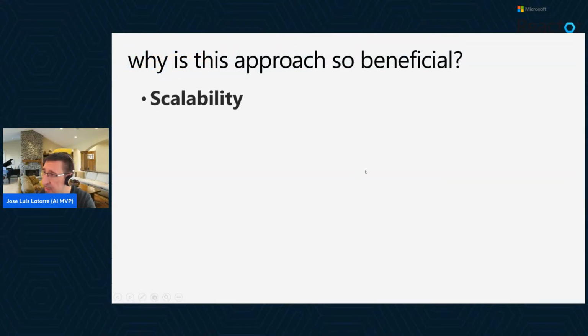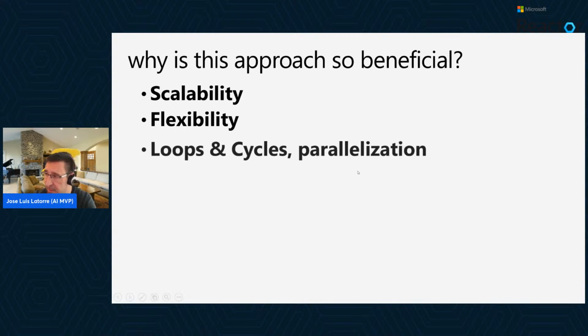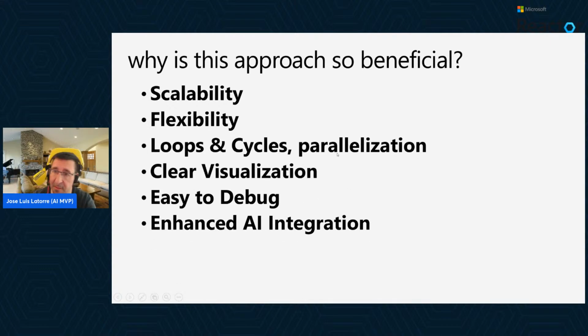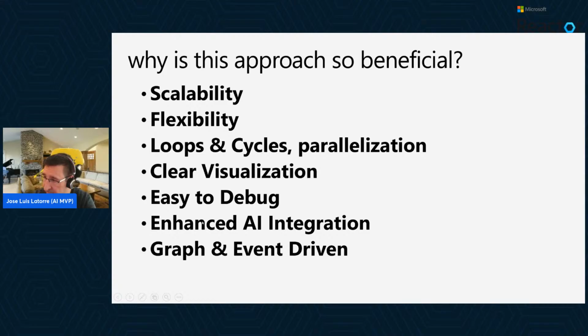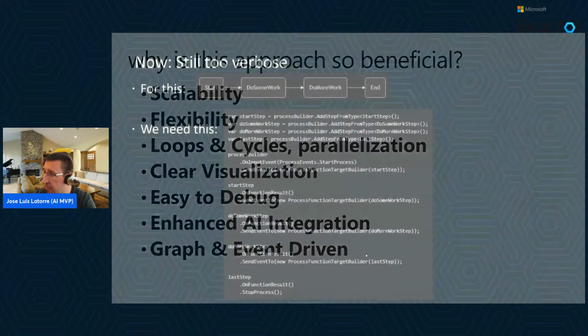Why is this approach so good? I see a lot of power: scalability, flexibility, loop cycles, parallelization, clear visualization. It's based on graph theory, so you can see everything as a set of different nodes chained together. I think it's super easy. With that, you can debug it visually, and it has enhanced AI integration. There is already one predecessor, LangGraph, that was doing that, and I think this is the way to go. It's completely graph event driven and also powered by the actor pattern in Semantic Kernel and also AutoGen, which is pretty cool.